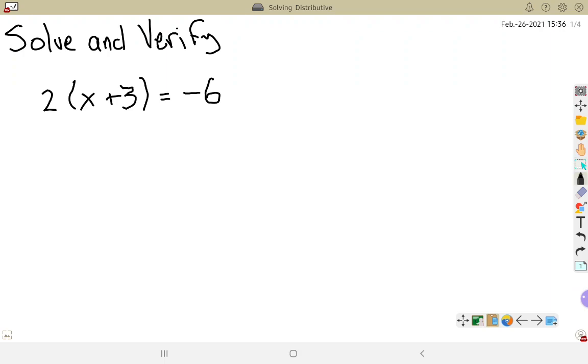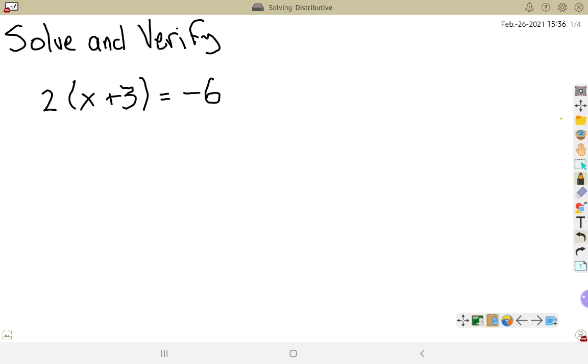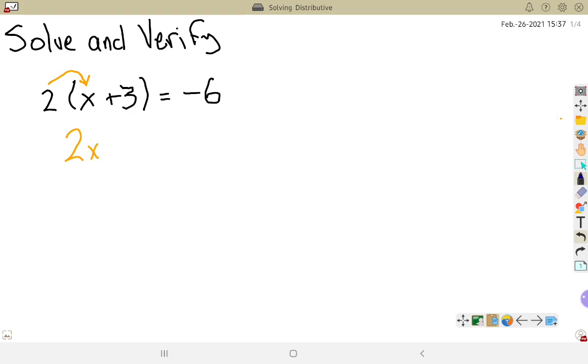So the first thing I'm going to do is get rid of those brackets. And here's how I get rid of those brackets. I'm going to take that 2 that's in front, and I'm going to distribute it into the brackets. That means I'm going to multiply everything inside the brackets by what's out front. So 2 times x gives us 2x, and then I'm going to take that 2 and also multiply it by the positive 3. Positive 2 times positive 3 is positive 6, so I'm going to put that positive in between the x and the 6.